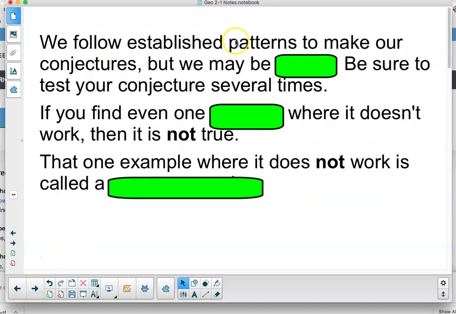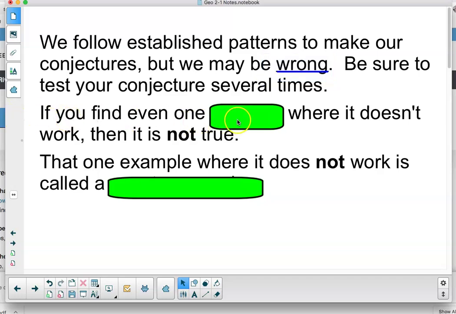Now, we follow established patterns to make our conjectures. Remember, conjectures are educated guesses based on patterns, but we may be wrong. Be sure to test your conjecture several times. When you're wrong or you discover an outlier in your conjecture, your educated guess doesn't work, then work on it, re-establish another idea, adjust your conjecture so it works in all situations.